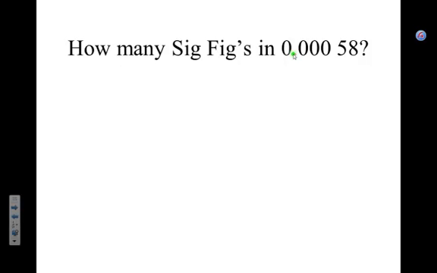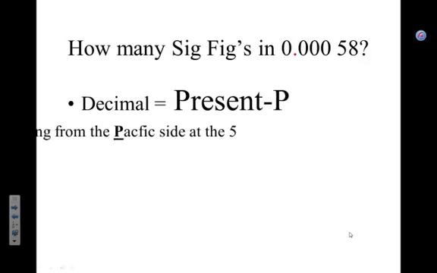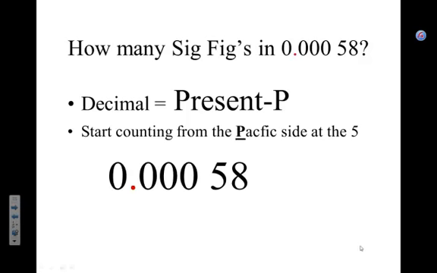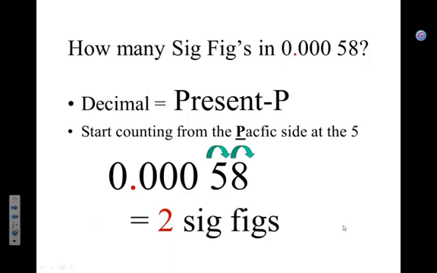Here's another number that's less than 1. You'll notice that there's a decimal present right there. And so we'll start counting on the Pacific side, this side of the number over here, at the first non-zero though. So these are all placeholder zeros, and this number has 2 significant figures.